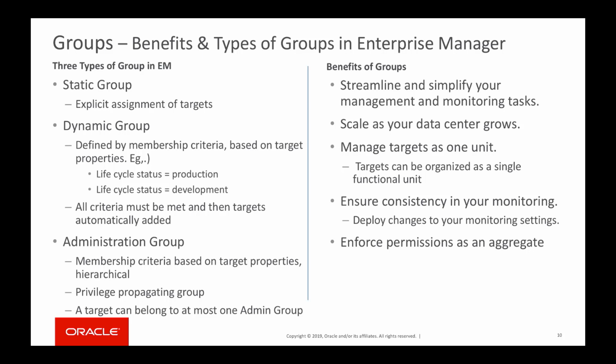Admin group in general is designed for a specific purpose. It aims to automate the deployment and maintenance of the monitoring settings. Dynamic group, on the other hand, is more generic. It can be used for any purpose of any operation. And compared to the static group, dynamic group is mostly beneficial for a larger group of targets in a dynamic environment where you see many targets added or dropped frequently.